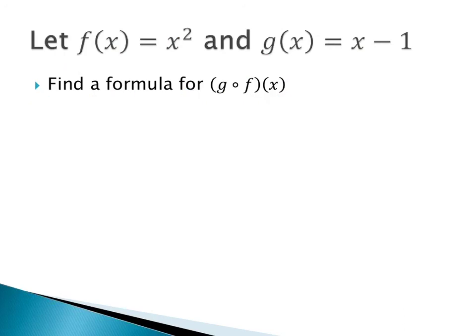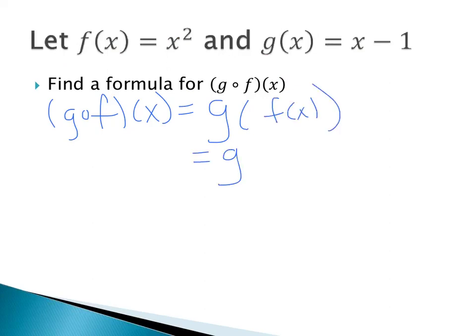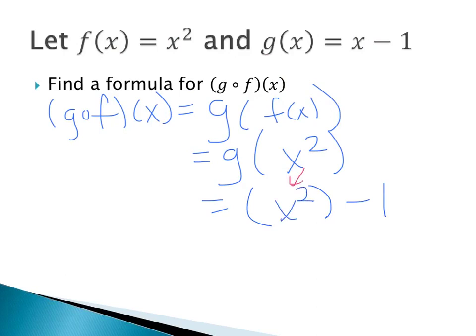We can do this in reverse as well. g composed of f of x is really g of f of x, which is g of, put the f of x inside, and then now g of x squared, that's saying take x squared and put it in for the variable. So that is whatever the variable is minus 1, so we're going to substitute in the x squared. So we just get x squared minus 1. And this is g composed of f of x.